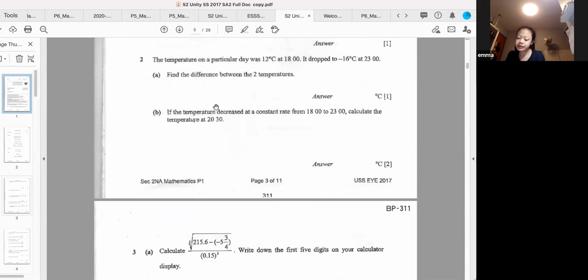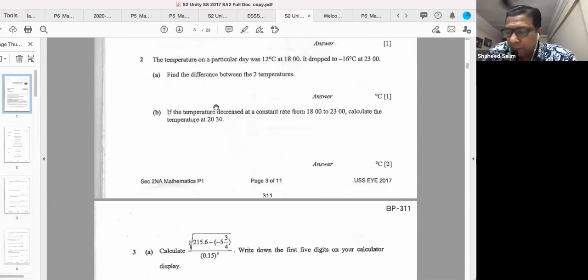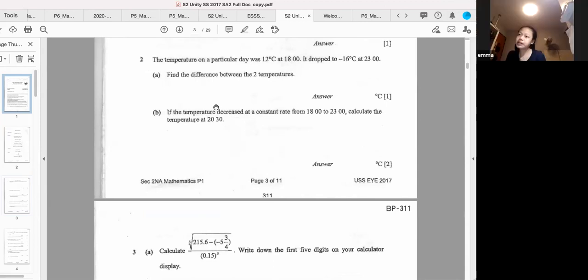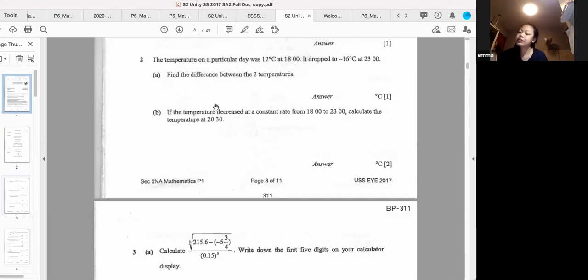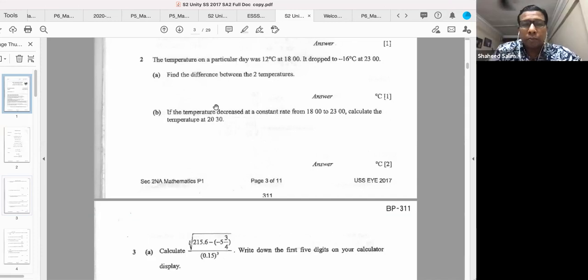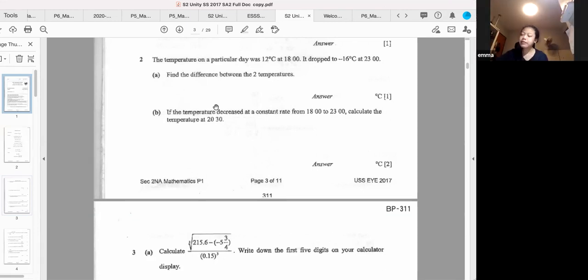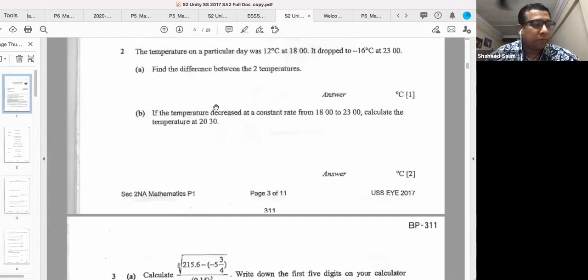28 degrees Celsius. How do you get 28 degrees? 12 minus bracket minus 16. Okay, good. So if the temperature is decreased at a constant rate, what's the temperature at 8:30? Oh, no, B for B. Can you see this? 5.6 degrees Celsius. Okay, how do you get 5.6?